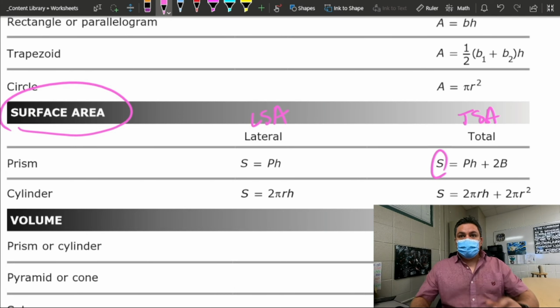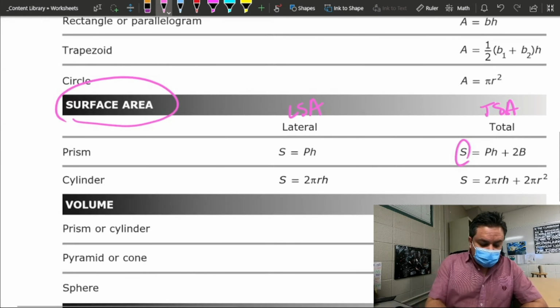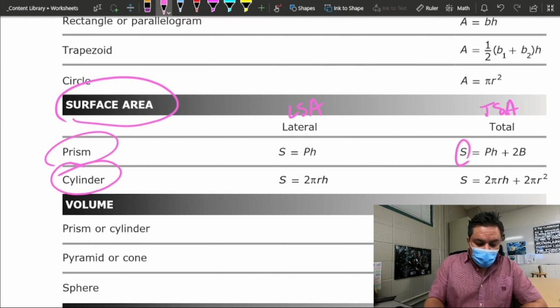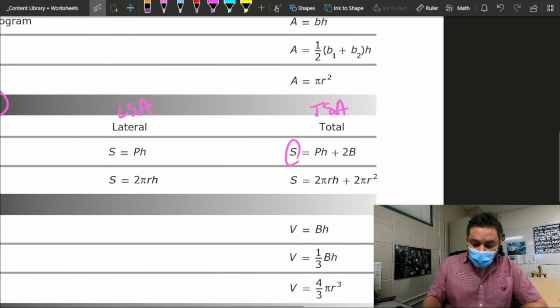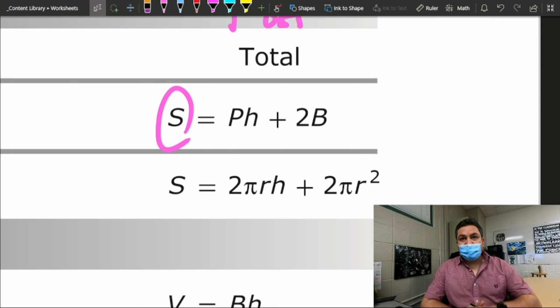So the formulas that we're going to be using right here are for prisms and cylinders. Today we're going to be doing prisms. Now, S means total surface area. We have a formula, uppercase P times H, which is the height of the prism, plus 2 times uppercase B.